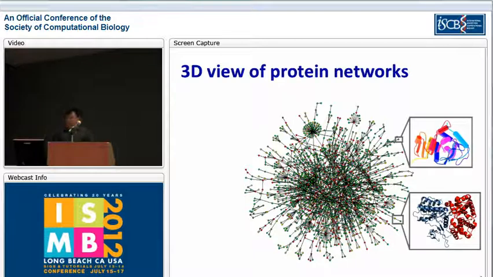So there are two questions. One: is this feasible to do? And the second question is, if it's feasible, is it useful? Does it provide any additional insights that go beyond the traditional binary protein-protein interaction network?